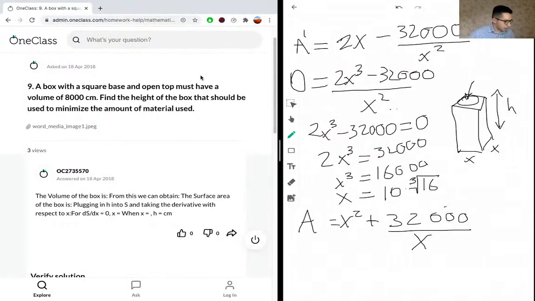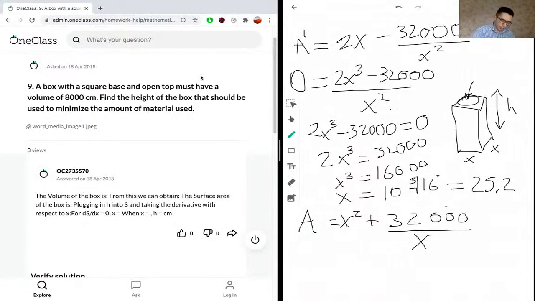We can calculate it in our calculator, and we'll find that 10 times the cube root of 16 will give us 25.2. So knowing this, we can substitute this value into the original equation to find the value of the height. So now at x equals 25.2, we have potentially the minimum of the surface area.